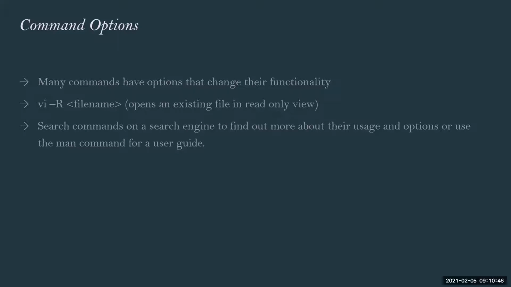Then a lot of these commands that I said have options to them, which you just kind of slightly change their functionality. So for example, the vi command that I listed, if you type -R after it, and then the file name, it'll open a file only in read view. So you can't actually change it, which can be useful in some situations when you don't want to worry about messing up your text file. And then you can search commands on a search engine to find out more about some of the options they have. There are a lot of different options for many commands.